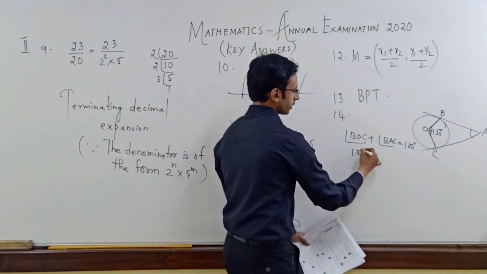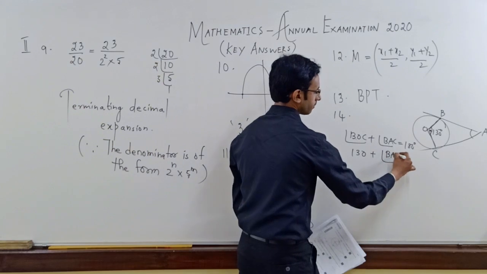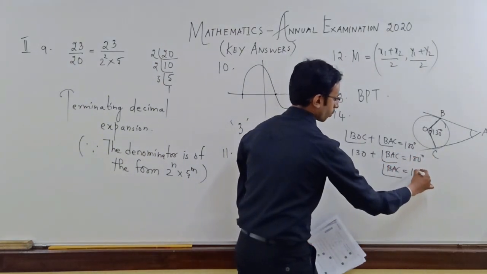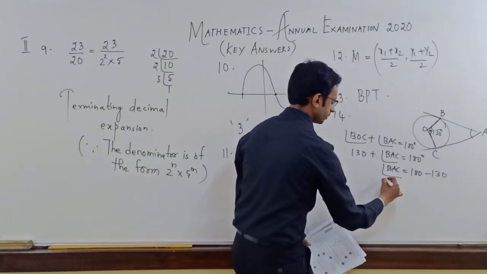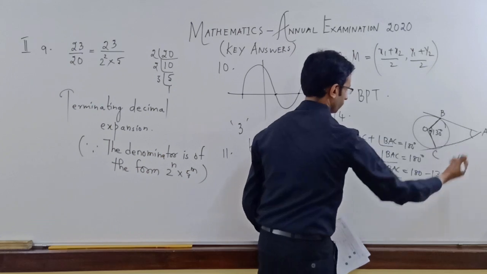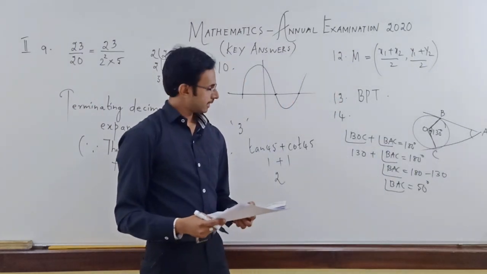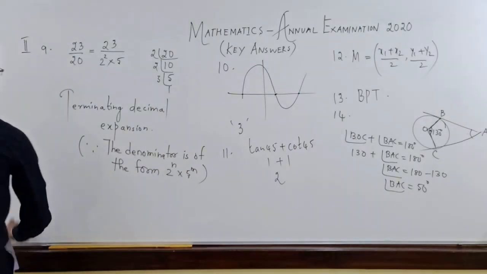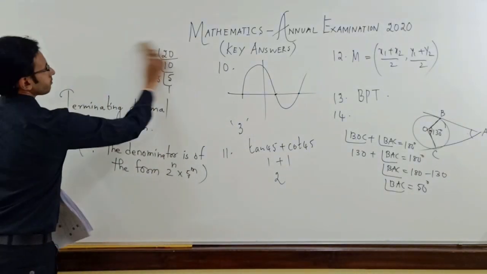BOC is given as 130. We need to find BAC. So angle BAC is 180 minus 130. So angle BAC goes to 50 degree. So this much if you write, 1 mark you will get. Hope you have noted this. 14. Let us move on to 15th in second main.